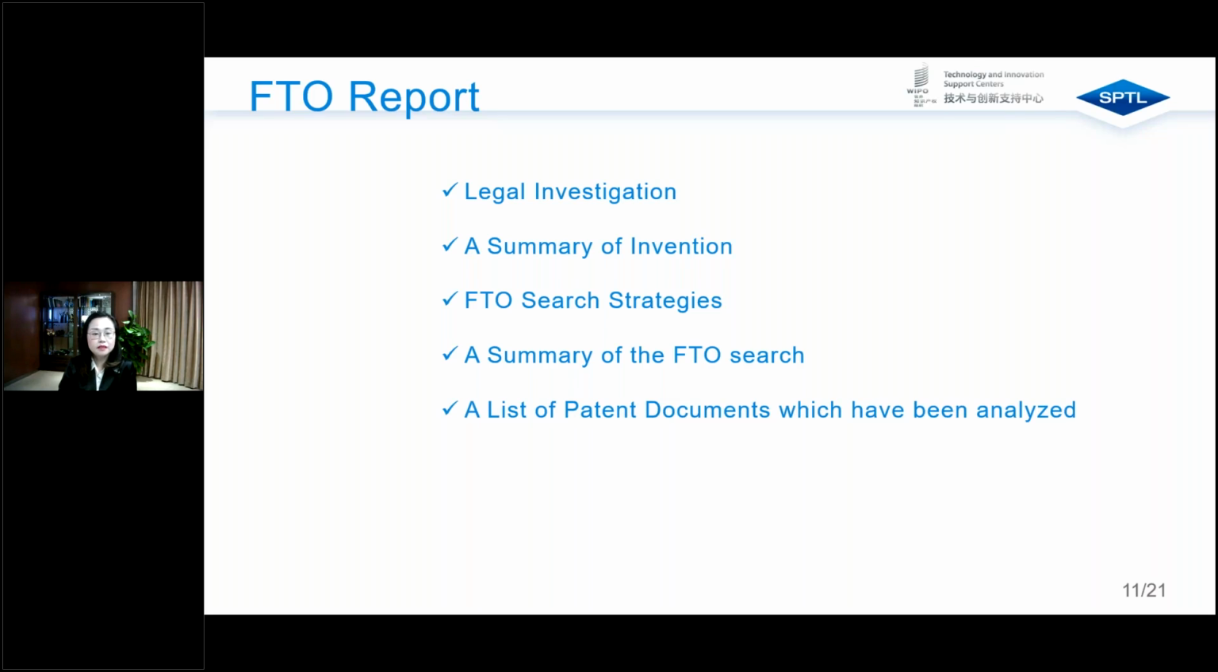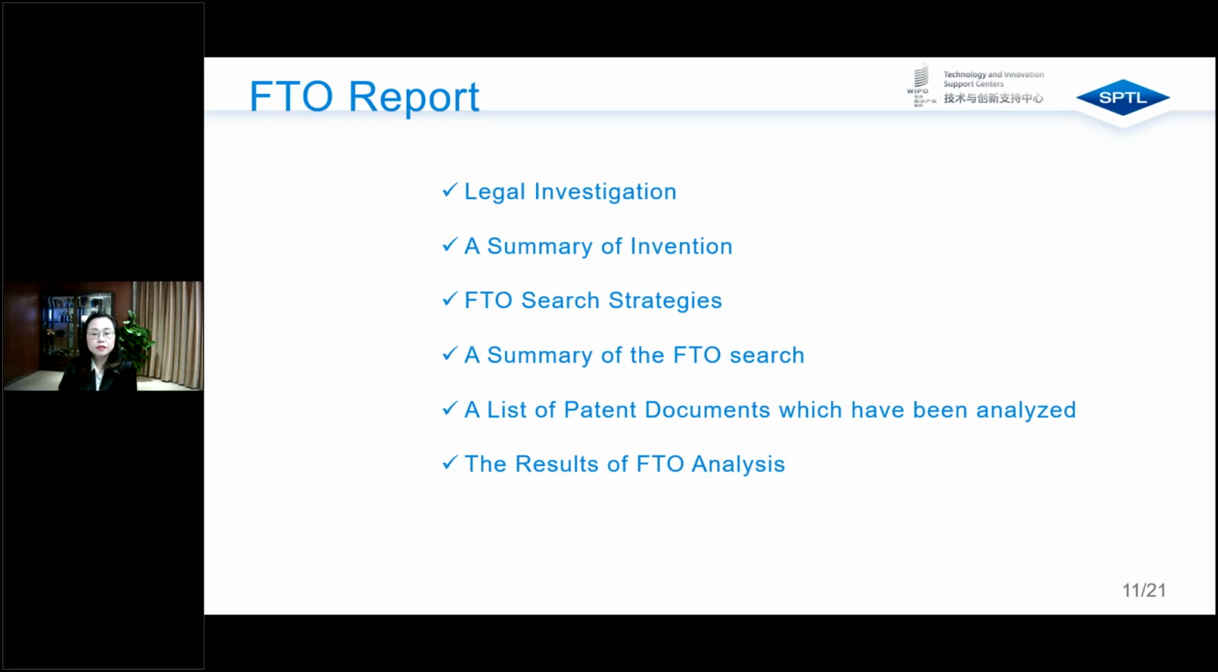Then the result of the FTO analysis. In this part, it should list all the patents that were identified as potentially relevant and selected for the further analysis. The analysis of each patent should include the information data and the legal status. For each patent, at least the independent claims should be analyzed.